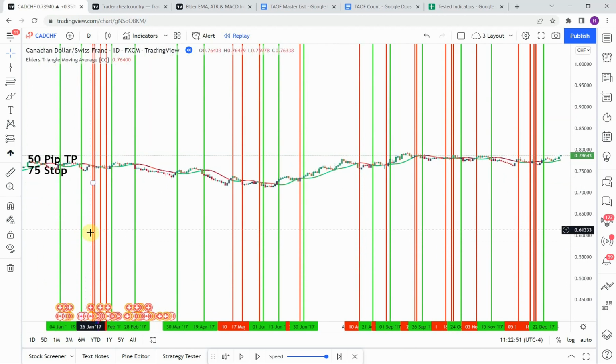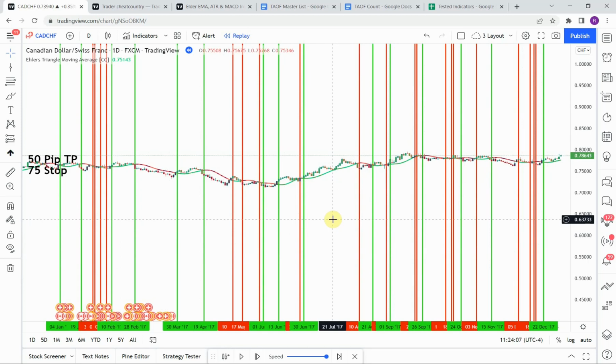So we have 1, 2, 3, 4, 5, 6, 7, 8, 9, 10, 11, 12, 13, 14, 15, 16, 17, 18, 19, 20, 21, 22, 23, 24, 25, 26, 27, 28, 29, 30, 31, 32, 33, 34, and 35. So we have 35 trades all together, and we have 15 winning trades, and so unfortunately that is not going to meet the 60% criteria that we are looking for.